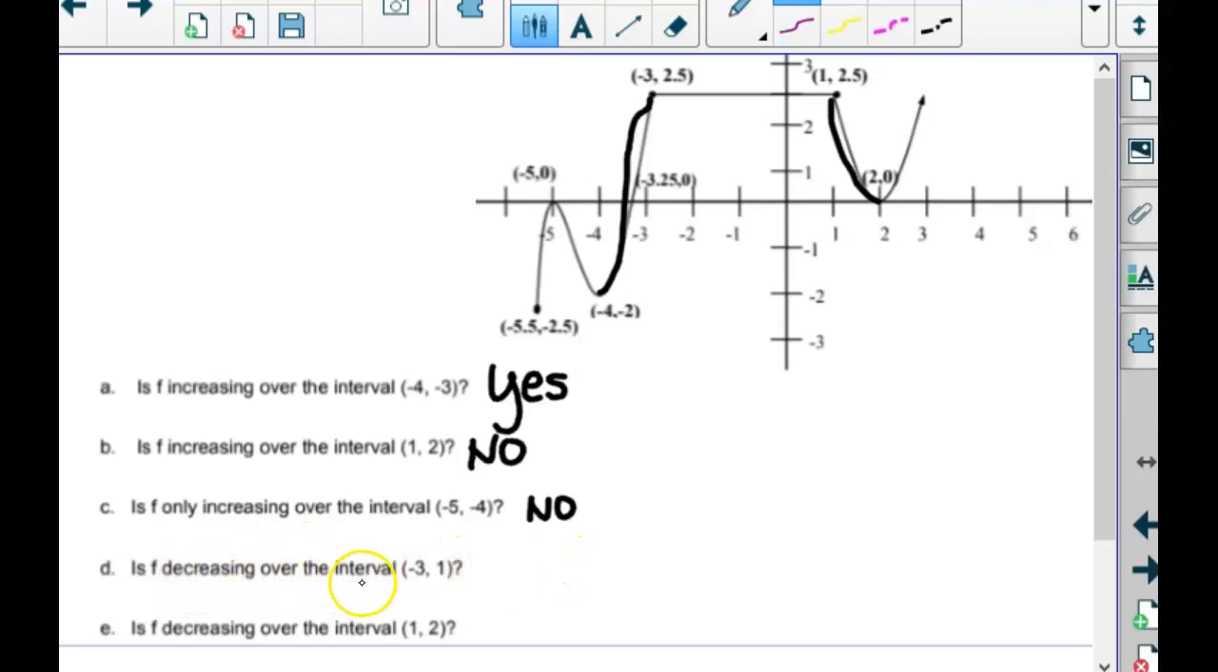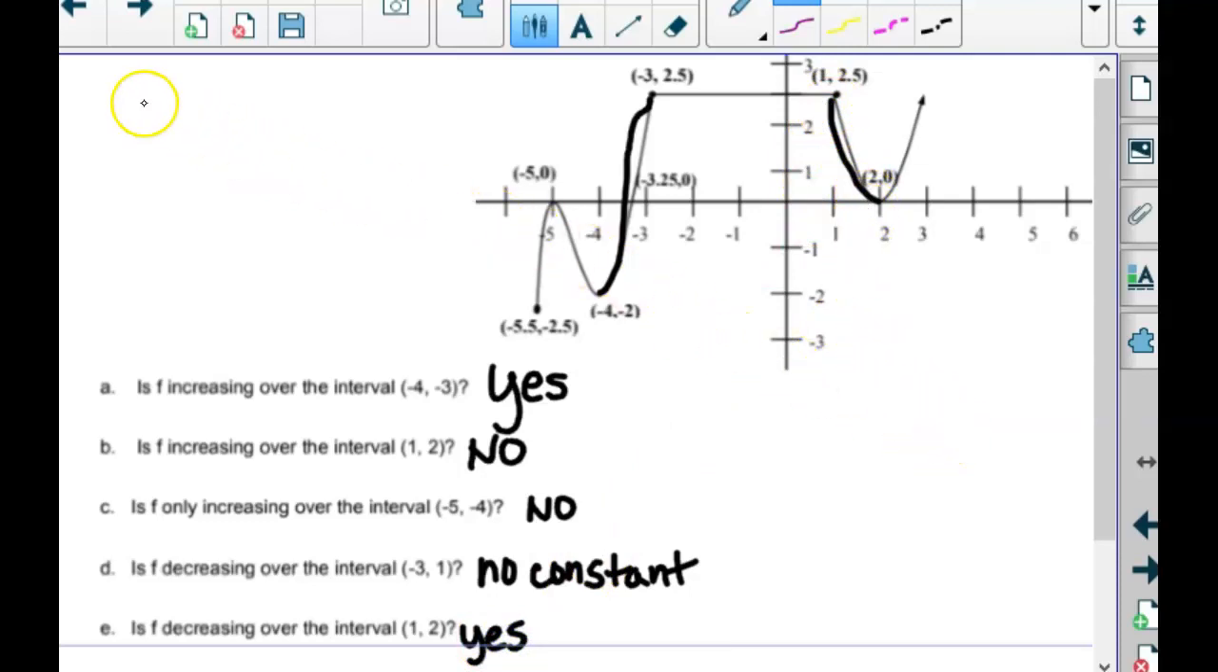Is the function decreasing from -3 to 1? -3 to +1. Anybody know what that's called? It would be constant there. Good job. Is it decreasing from 1 to 2? Yes, it is. 1 to 2 was decreasing.